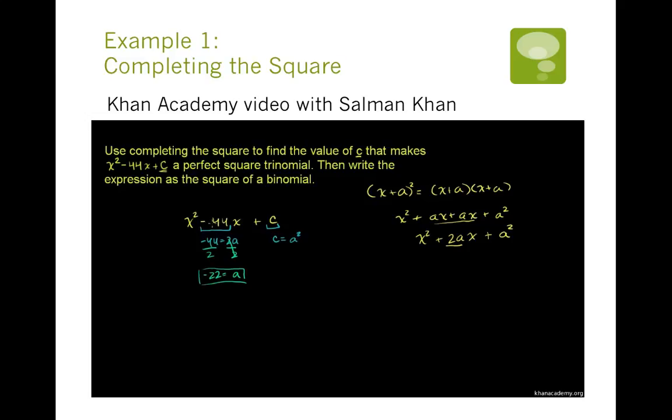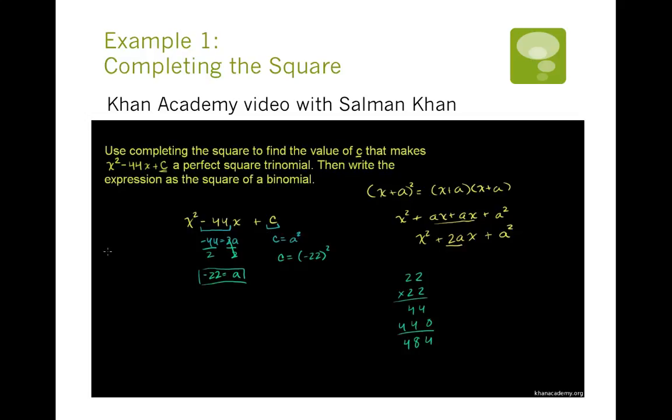Now, if that's a, what does c need to be? Well, c needs to be a squared in order for this to be a perfect square. So c needs to equal negative 22 squared, and we can figure out what that is. 22 times 22, we could put the negative later, actually it's going to be the same thing because a negative times a negative is a positive. 2 times 22 is 44, put a 0, 2 times 22 is 44, get a 4, get an 8, get a 4. So it's 484.